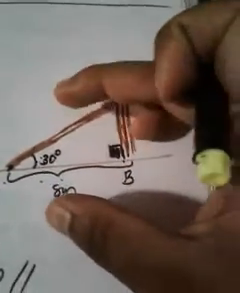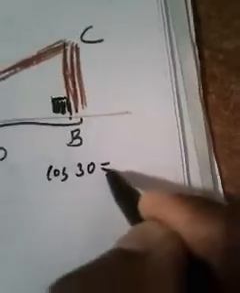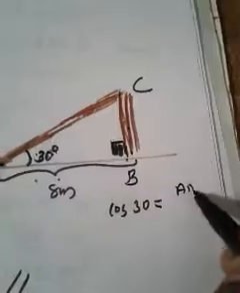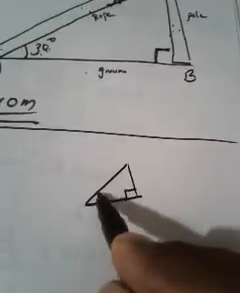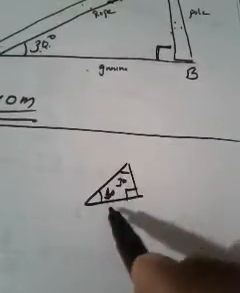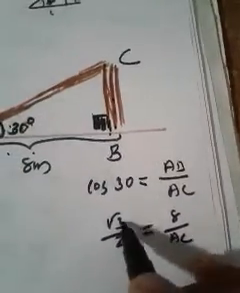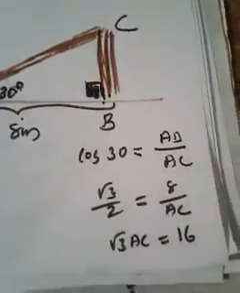Which ratio connects hypotenuse and adjacent? Of course, cos. So just apply cos on that. Cos 30 is adjacent by hypotenuse. According to 30, adjacent is AB, and hypotenuse is AC. I forgot the value of cos 30, so let me draw the triangle: 60, 30, sides 1, root 3, 2. Cos 30 is adjacent by hypotenuse, so root 3 by 2. So root 3 by 2 is equal to AB, which is 8, divided by AC. When you cross multiply, root 3 into AC is root 3 AC. What is 2 into 8? 16. You may have understood, no?